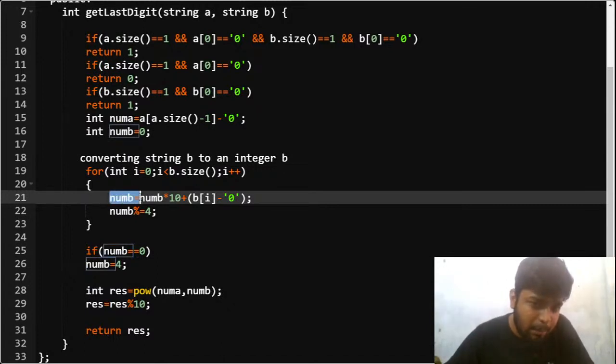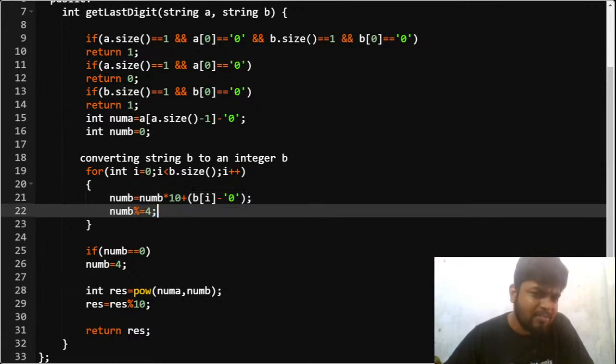After that, num b is equal to num b times 10 plus the current digit minus '0', so that will give me the current digit, and I'll keep on taking mod by 4. You can take it at the last as well, there is no problem with that, but the reason I am doing this is so that if the number is very large, I only want the last digit, so I can always take the mod here as well. Is this much part clear to everyone?